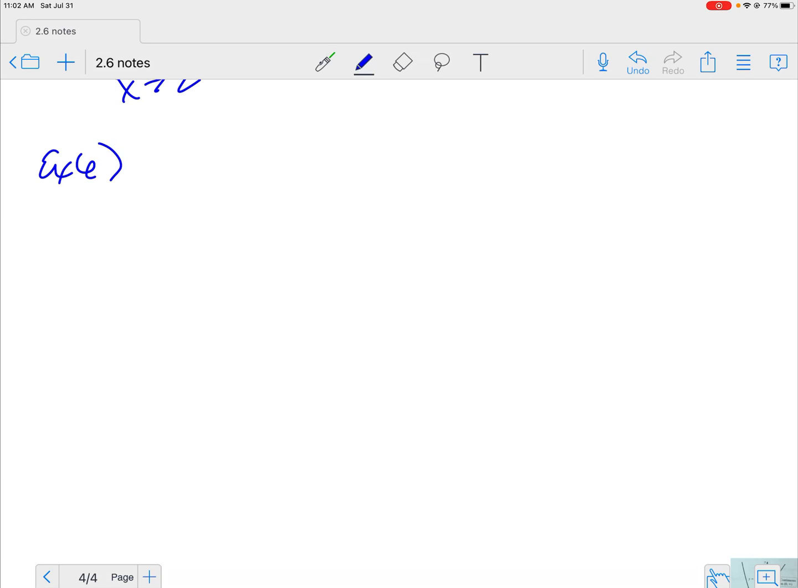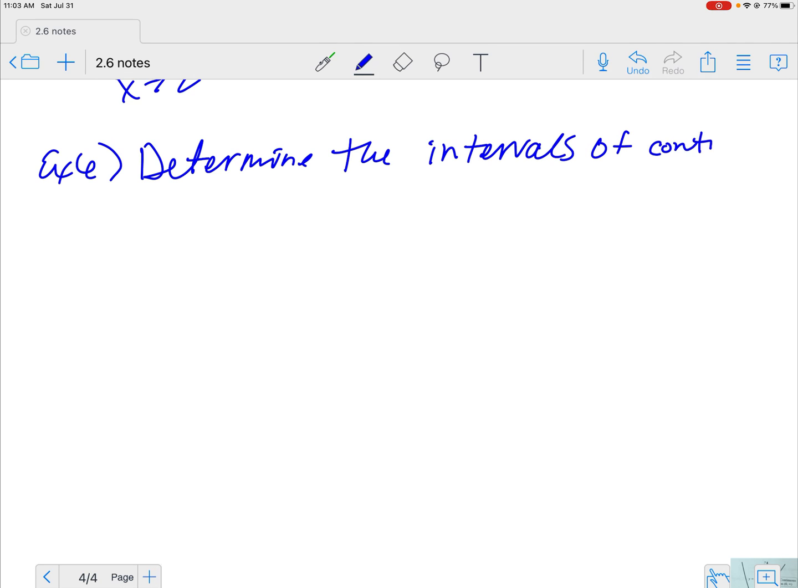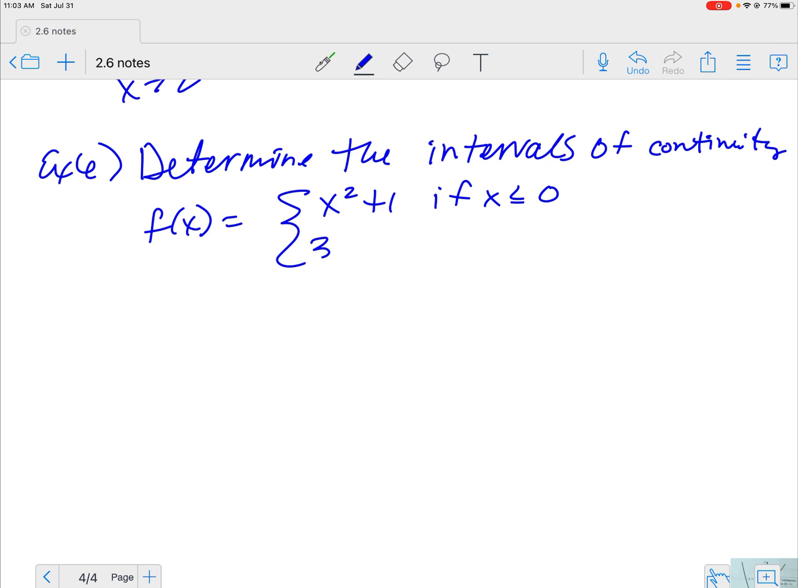All right, now let's take a look at this example 6. I want to determine the intervals of continuity. Here is my function. f(x) is equal to this piecewise function: x squared plus 1 if x is less than or equal to 0, and 3x plus 5 if x is greater than 0.